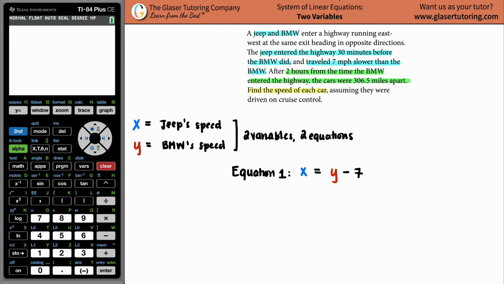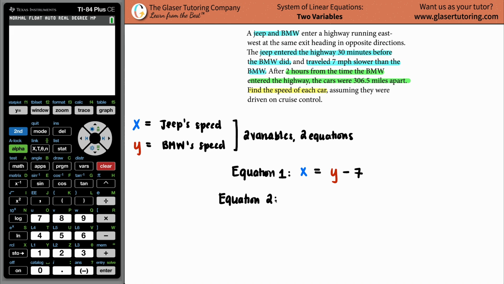And you could always put in hypothetical values just to make sure you got it right. If the BMW speed was 10, 10 minus 7, this means that this guy's 3. And the Jeep will be traveling 7 miles an hour slower. So according to our equation, we wrote it the right way. So we have equation 1 down. Now let's try to make up a second equation.